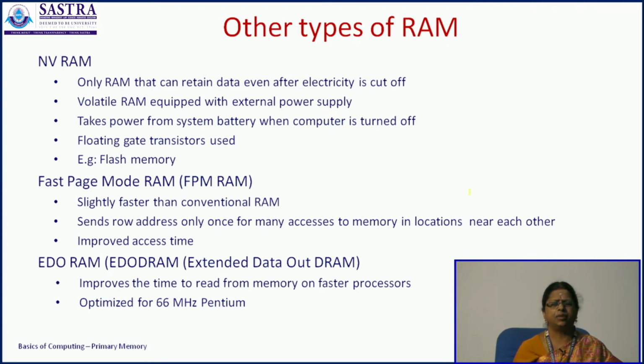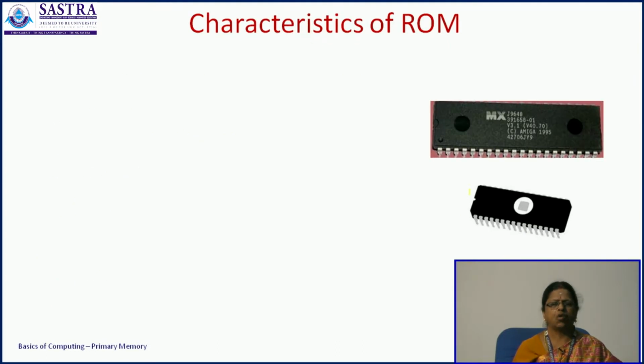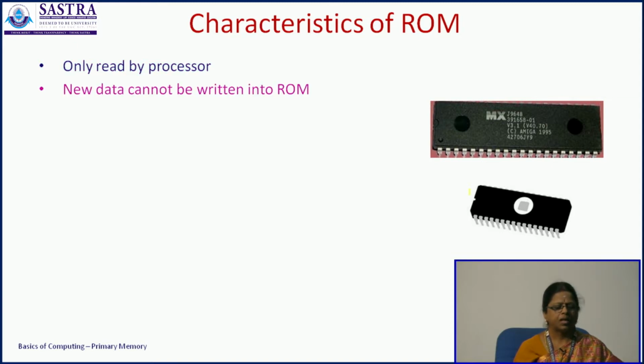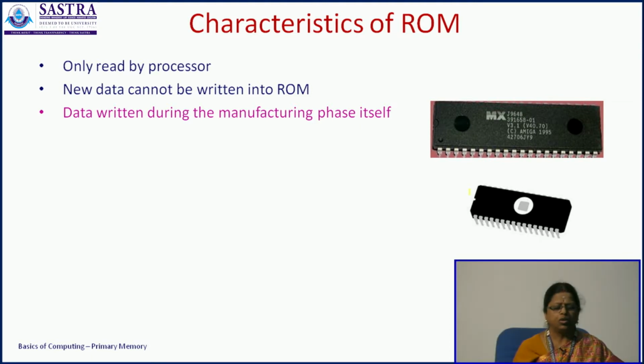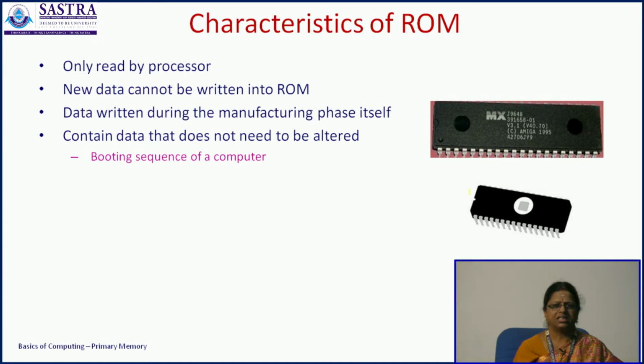Having seen these types of RAM, let us now move on to the characteristics of ROM. The processor can only read data from ROM. New data cannot be written into the ROM. The data is written during the manufacturing phase itself. It contains data which does not need to be altered, such as the booting sequence of a computer or the algorithmic tables for mathematical applications.